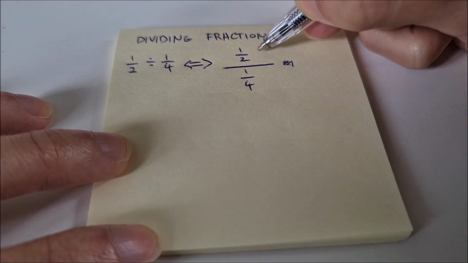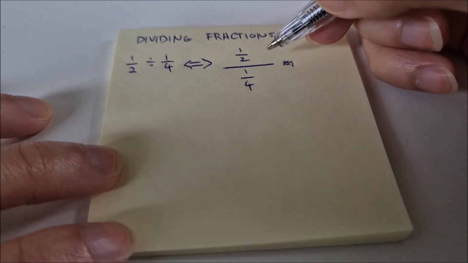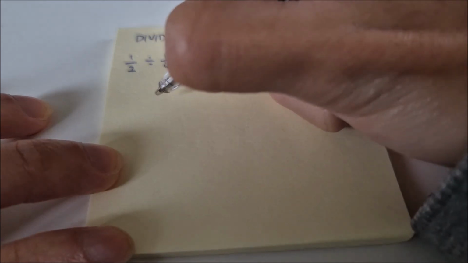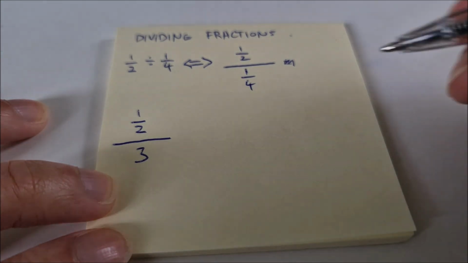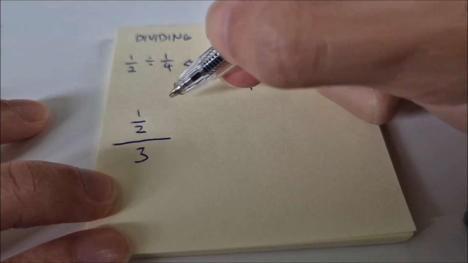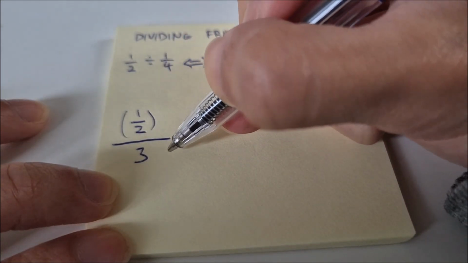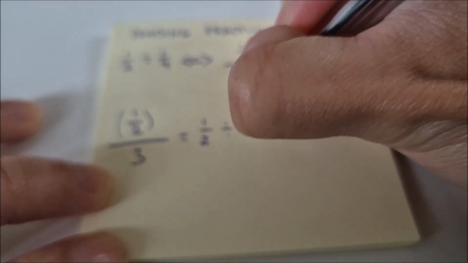You know which fraction is being divided by which, because we can have some other funky forms such as, let's say, 1/2 divided by 3. But looking at the longer bar, we know that this is just 1/2 all divided by 3. So 1/2 divided by 3.